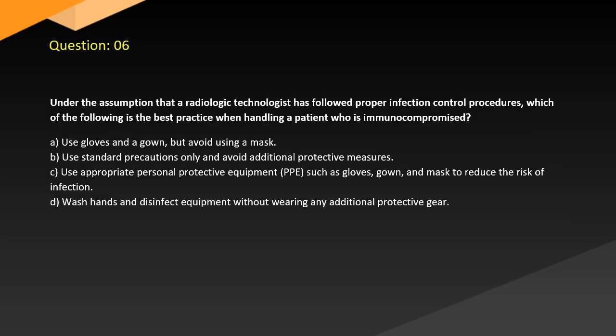Question 6. Under the assumption that a radiologic technologist has followed proper infection control procedures, which of the following is the best practice when handling a patient who is immunocompromised? A. Use gloves and a gown, but avoid using a mask. B. Use standard precautions only and avoid additional protective measures. C. Use appropriate personal protective equipment, PPE, such as gloves, gown, and mask to reduce the risk of infection. D. Wash hands and disinfect equipment without wearing any additional protective gear.